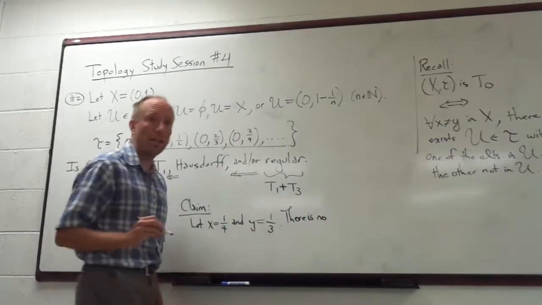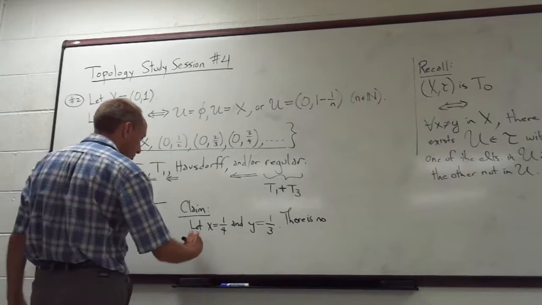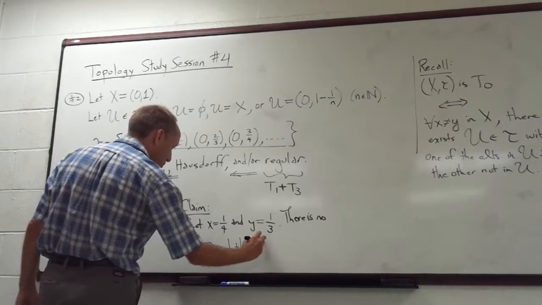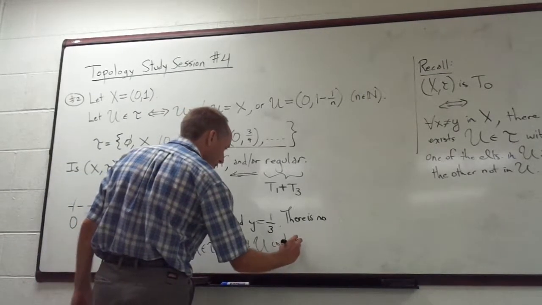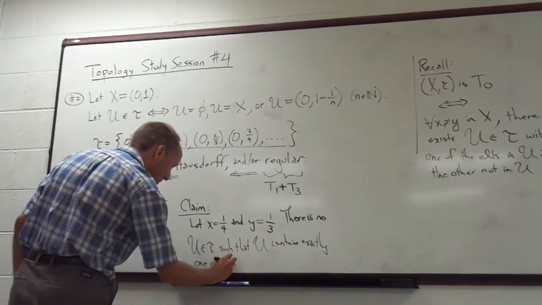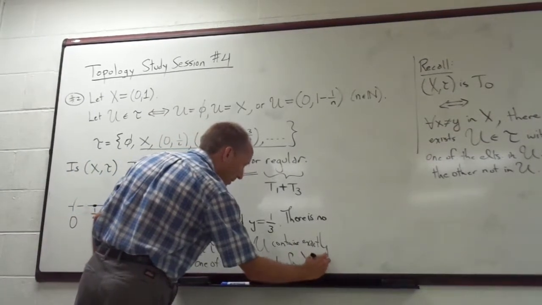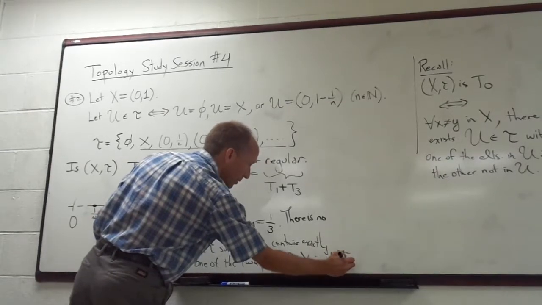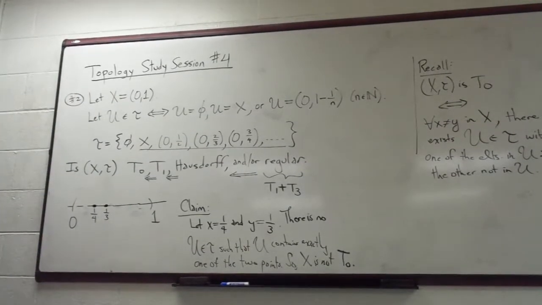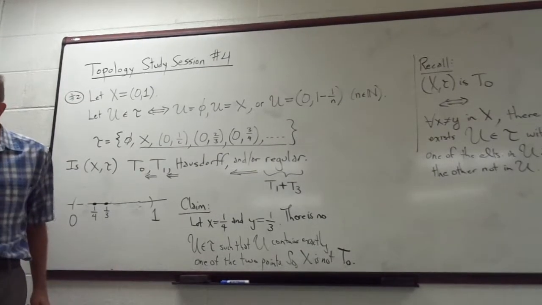So this is a pretty easy question. This could be a really good little test question to just test the definition here. There is no U in tau such that U contains exactly one of the 2 points. So X is not T0. It's not going to be T0 in that case. So far so good? Make sense? Okay, great.